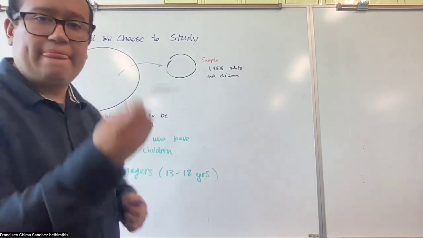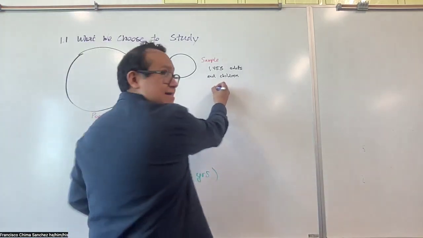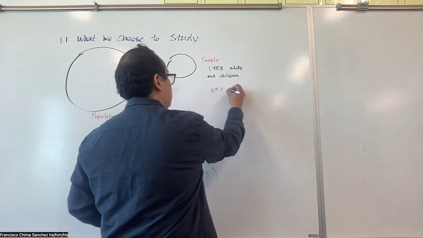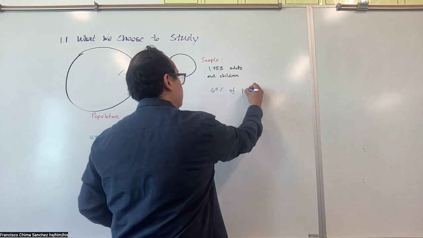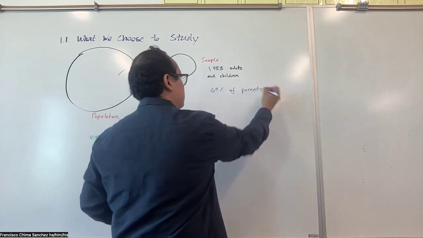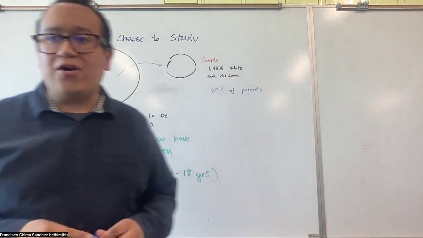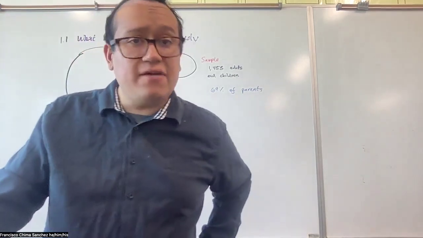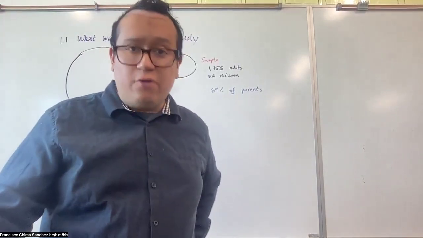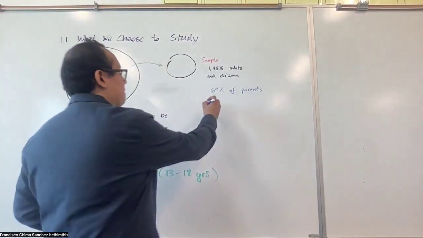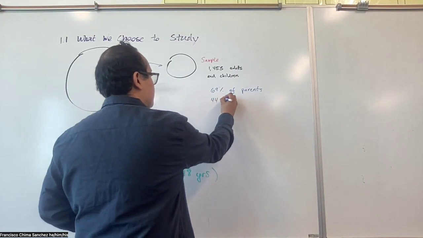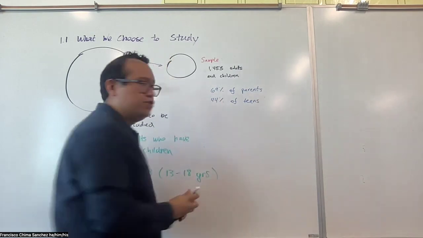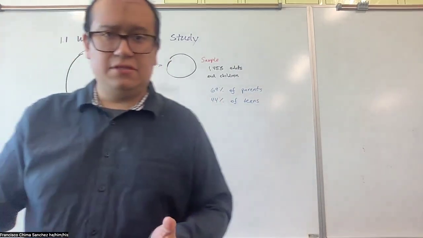They saw that 69% of parents say that it's harder to be a teen in 2025 than it was 20 years ago. 44% of teens say the same thing. So two different groups, two different samples.